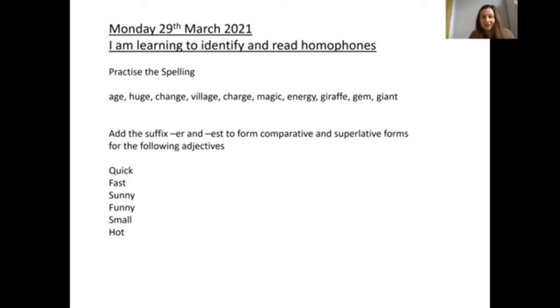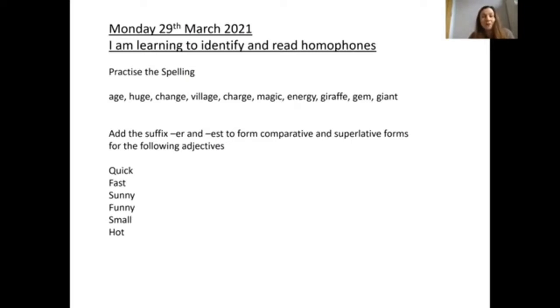Okay, are you ready now? Okay, so now your second task is this. Have a look at these words here. Last week we've been learning about suffixes er and est to form comparative and superlative forms of adjectives. And now, independently, I would like you to do the same thing.